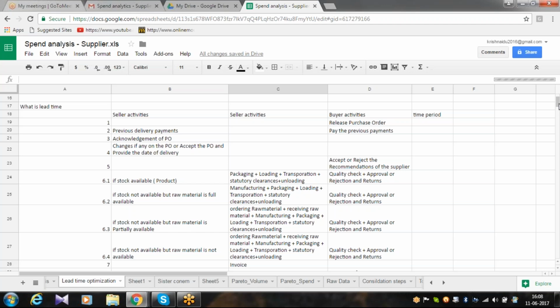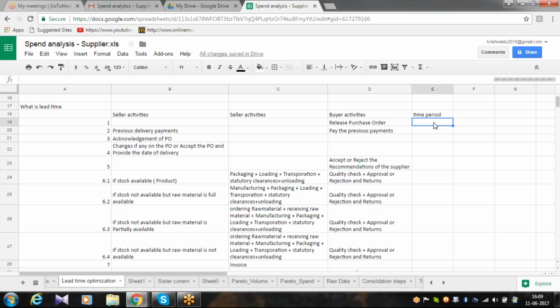Suppose the first step is the PO creation and the last step is the delivery. Between the PO creation and the delivery, what are the activities happening and how much time is each activity taking? The cumulative time of all the activities from the point of PO to the point of delivery is called lead time. So how can we reduce the lead time?